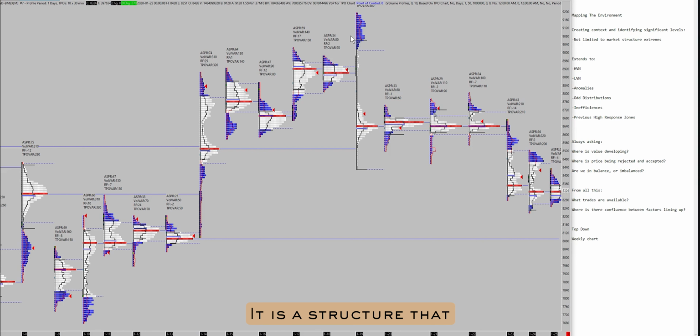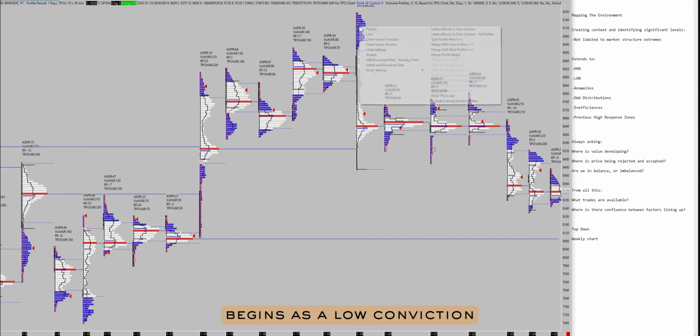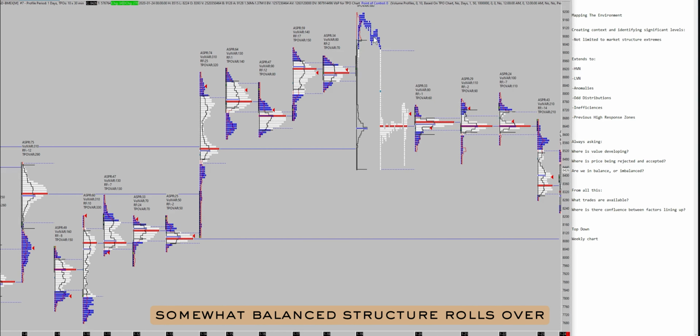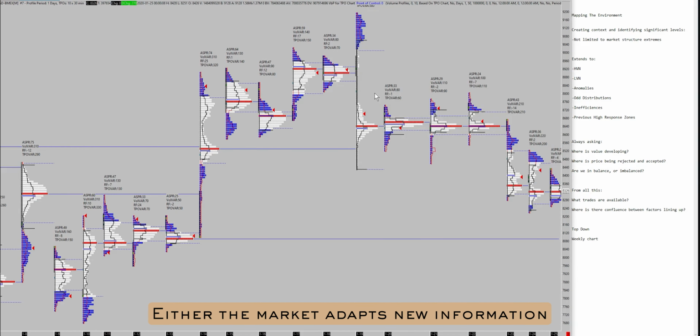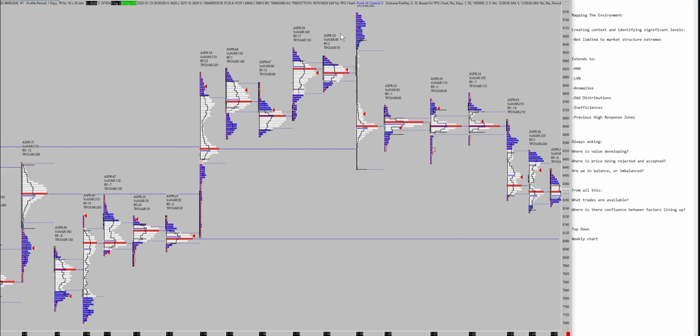It is a structure that begins as a low conviction, somewhat balanced structure, rolls over. Either the market adapts to new information very quickly, or responds to new information, or the market has liquidated what is at this point a very long market. Okay, so the market in this case, we see that attempts to move upward. We have rotation factors in this case that are 17 initially, 12, 17.